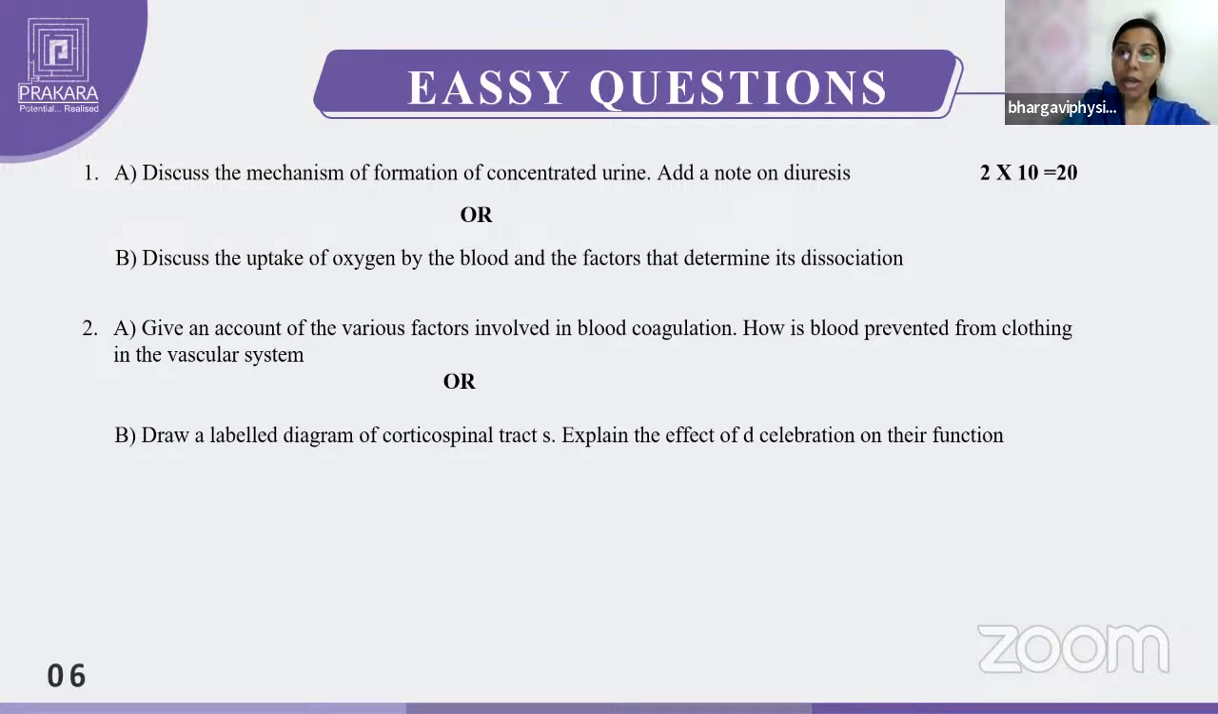Effect on function means at the level of the spinal cord, or at the level of the medulla, and at the level of the cerebrum, or the internal capsule level. If decerebration occurs, how it is going to show the signs and symptoms, or the clinical features, you are going to explain there. Okay, so this is regarding the B question in question number 2.